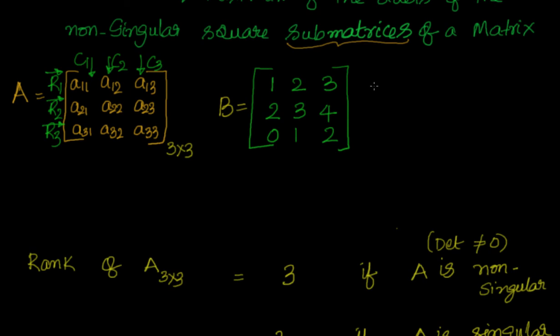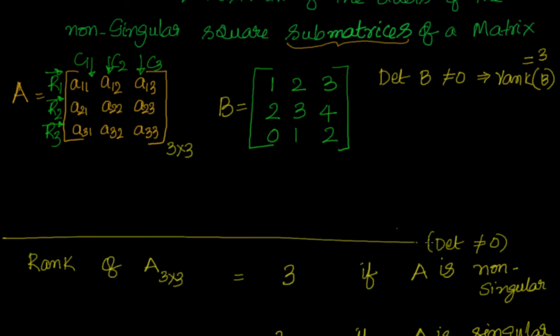So how do I have to check now? First I have to check whether det of B is 0. If det of B is not equal to 0, then we'll say rank of B equal to 3. Let us check that first. What is det of B?